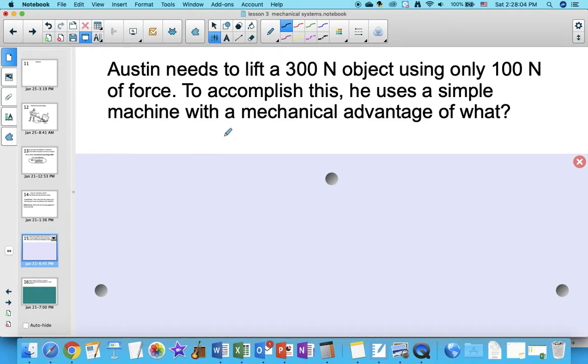So again, we know some things. We know that the load force, or LF, the LF, load force, equals 300 newtons, because it says this 300 Newton object. So the object is applying a force of 300 newtons. We also know that Austin is only going to use 100 newtons of force. So he's using that force, so that's your effort force. That's Austin's effort force, or EF for short.